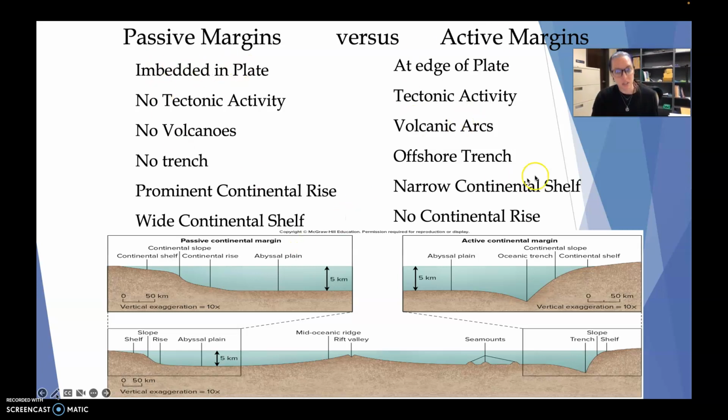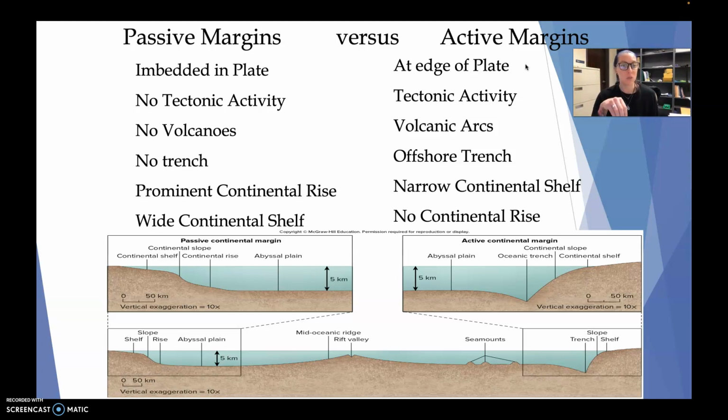Whereas active margins are actually at the edge of a plate as opposed to being embedded in them. There's quite a bit of tectonic activity. There's volcanic arcs or ancient volcanic arcs. There's likely an offshore trench, a very narrow continental shelf, and little to no continental rise.